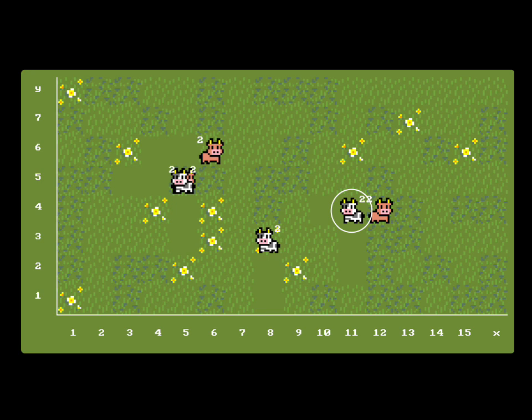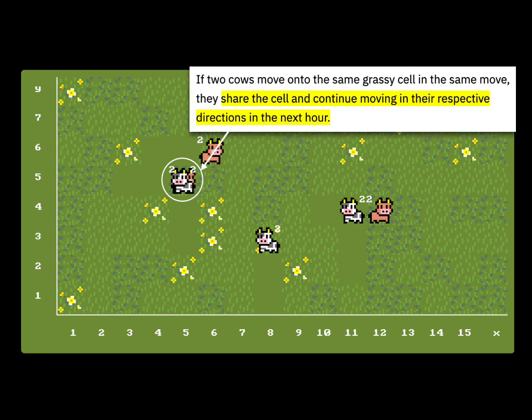We see that one cow has already been blocked by a rut after 2 hours. And something interesting has happened here. We have 2 cows that have landed on the same patch of grass. If we look at the problem description, however, we see that this is fine. In this case, the cows share the cell and continue moving in their respective directions in the next hour. In other words, they don't affect each other at all.